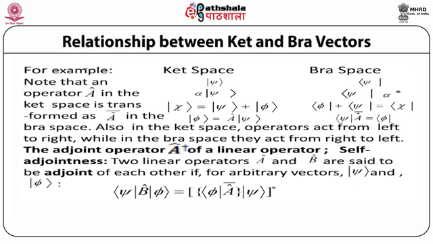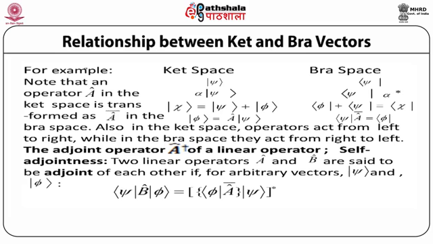Also, supposing we have three vectors xi, psi and phi, then in the ket space we can write the ket vector xi equal to ket vector psi plus ket vector phi, while in the bra space this will be bra vector phi plus bra vector psi is equal to bra vector xi, where we can see that the bra vectors for phi, psi and xi are the complex conjugates of the ket vectors for phi, psi and xi respectively.